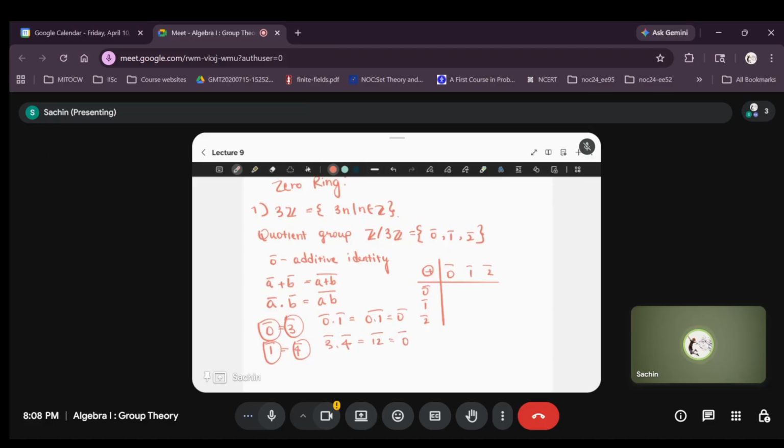But it turns out that if you define this operation as simply a plus b mod 3, then it will be the case that regardless of the representative, these will be well defined operations. Usually we don't write this mod 3 part here. We simply write it like this.